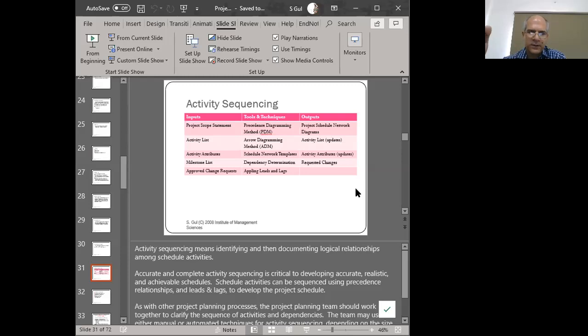Well, there are different shapes and forms of them. We've got some dependencies that we talked about, such as things have to happen in sequence, right? One after the other. So we may have a finish to start dependency, we may have a start to start dependency, a finish to finish dependency, or a start to finish dependency, one of the four, right?